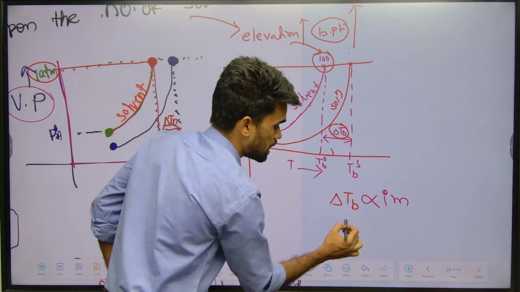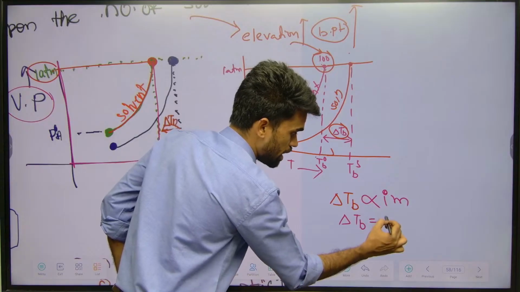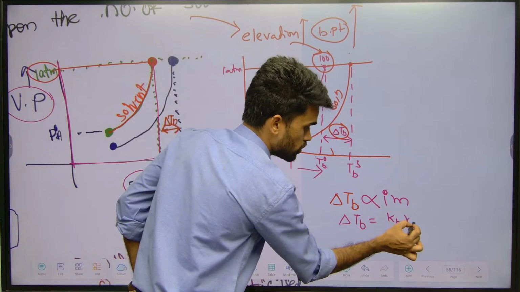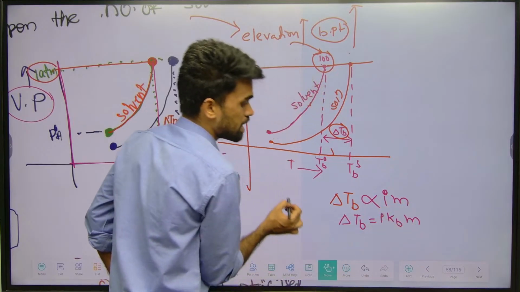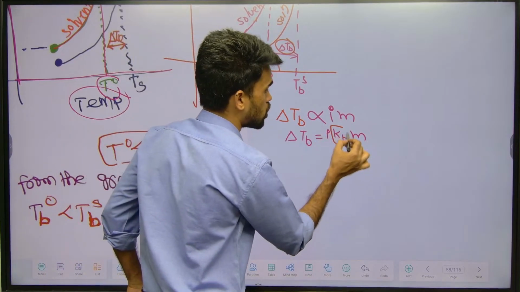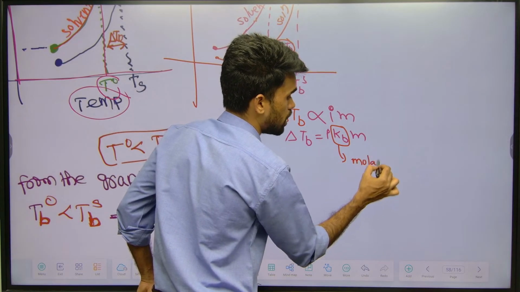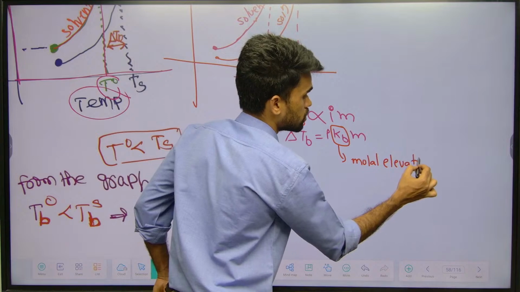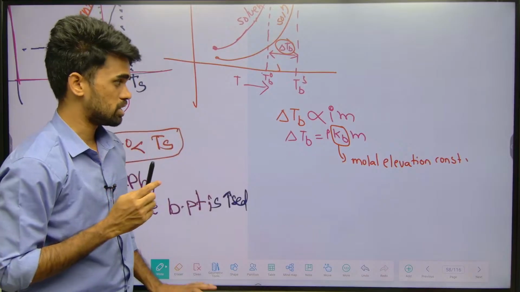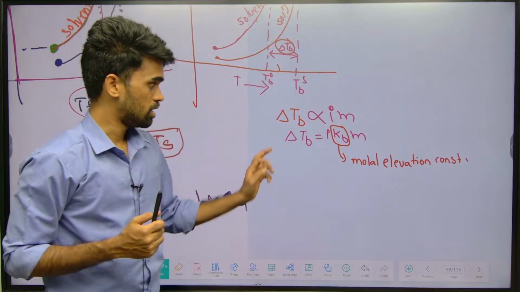So remove this proportionality. Delta Tb equals, remove this and keep it as Kb into i into m. So what is this Kb here? Kb is called a constant. Particularly you should call it the molar elevation constant. Molar elevation constant. Once again, what is the formula you got? Delta Tb equals i Kb m.